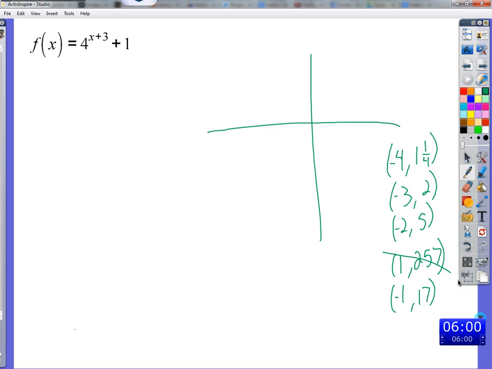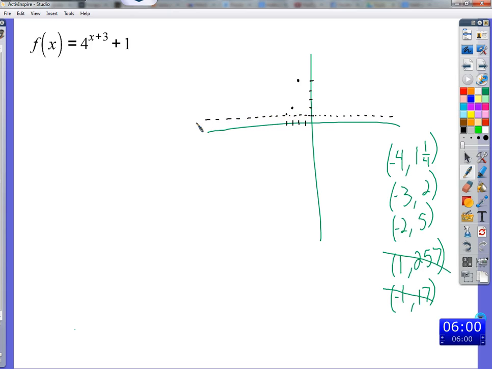All right, so we've got some points. We probably don't want to graph that one. We've got 3 here. You probably don't even want to bother with 17. That's a little too big. So let's see. Negative 2 comma 5. Negative 3, 2. Negative 4, and 1 and a fourth. So there's 1 and a fourth. This is barely above 1, and it'll never hit 1. That's where your plus 1 can come in handy.